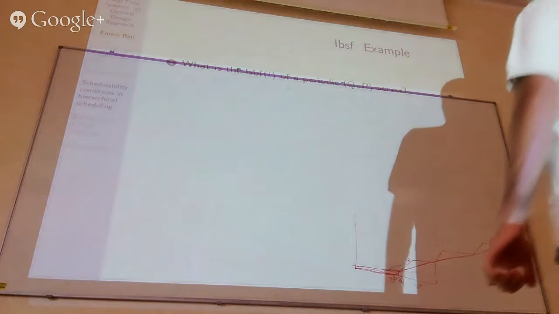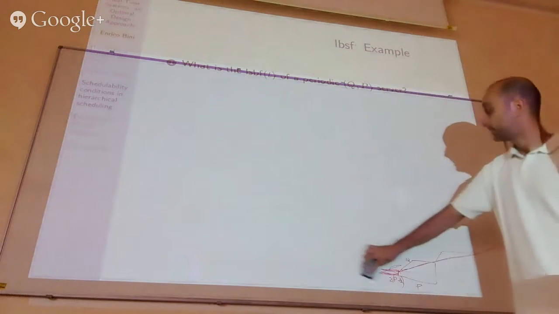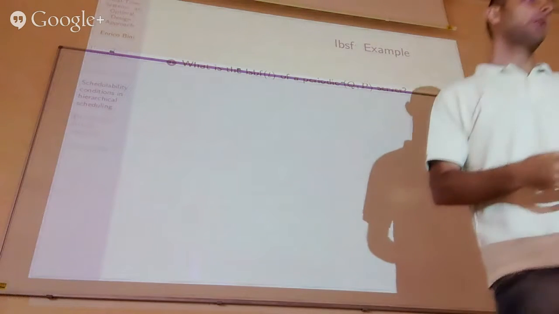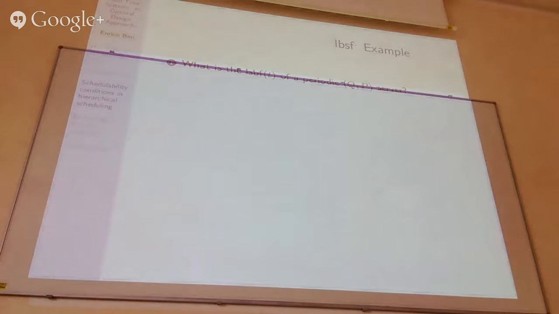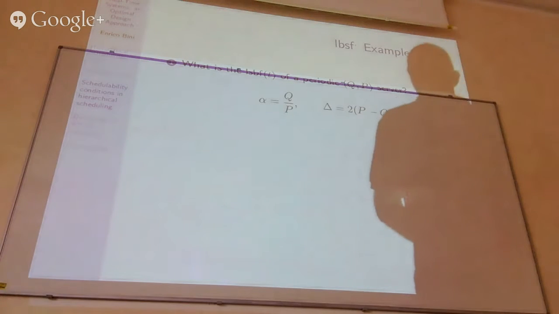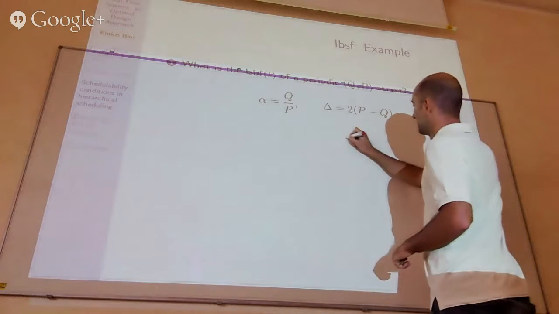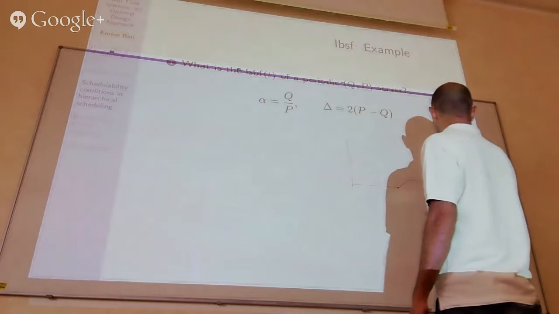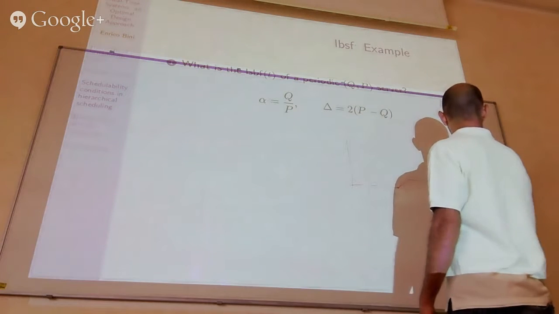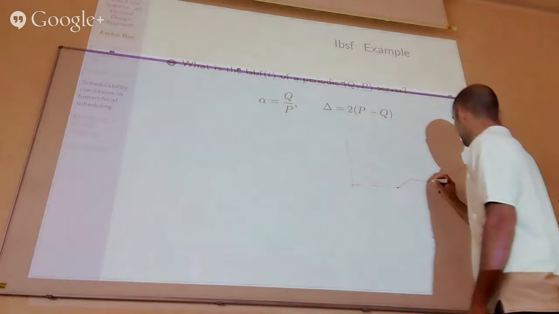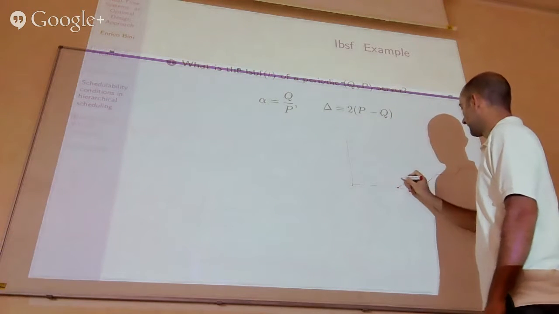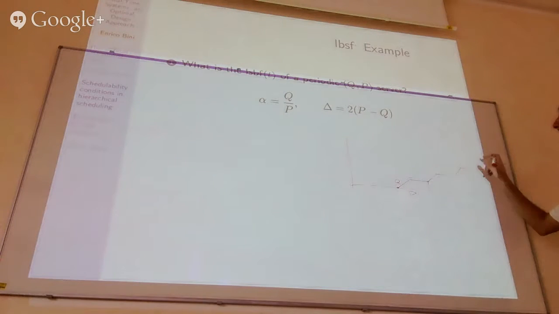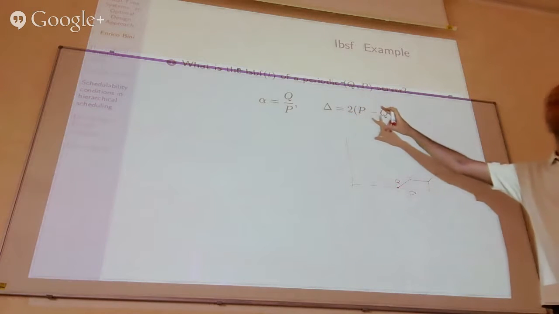Let's see what is the linear lower bound to the server which provides a budget Q over a period P. Well, with no surprise, if you draw that expression, since here you have a period P and the height of the step is Q, if you make the limit here, you get Q over P. I guess you believe it.